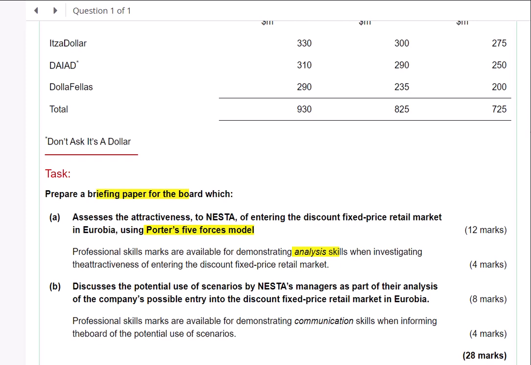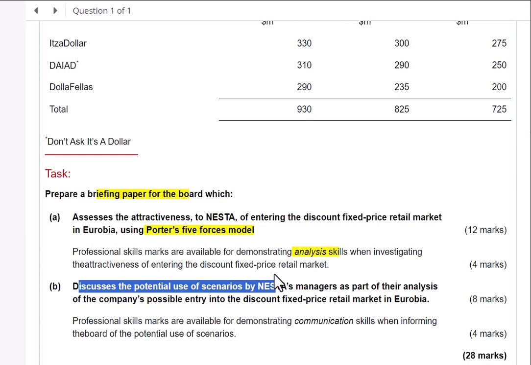Now, requirement B is to discuss the potential use of scenarios by Nesta managers as part of their analysis of the company's possible entry into the discount fixed price retail market in the country. Normally, what I suggest to students is that after reading one requirement, read the main case study, and then attempt it, and then next read the other case study.